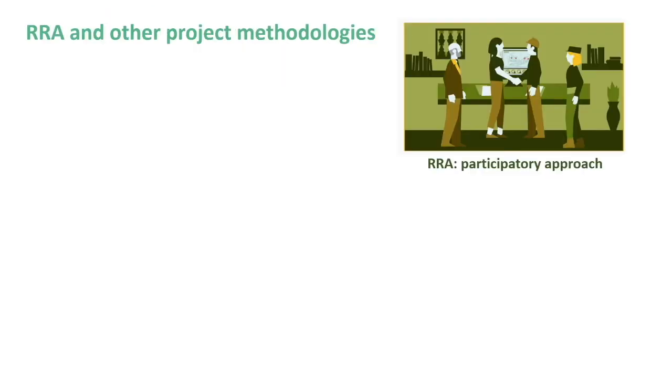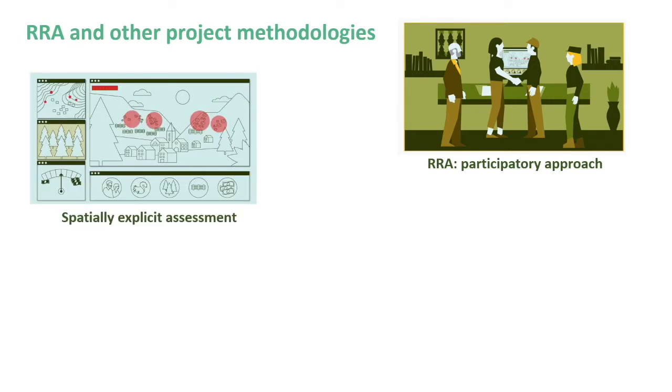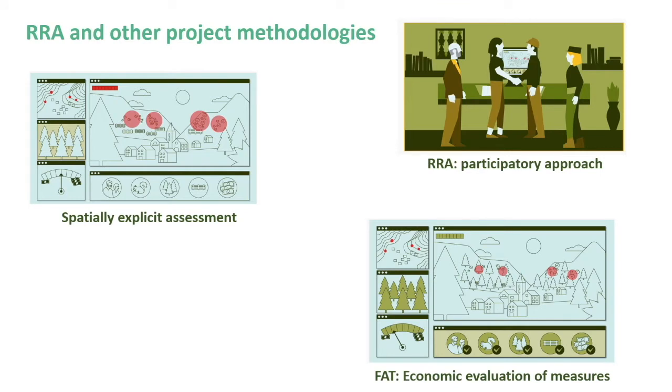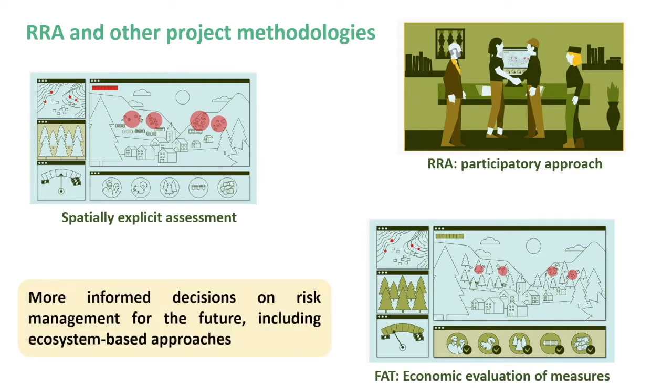So within the project GreenRisk4ALPs, the rapid risk appraisal approach was combined with other methodologies presented both in the video and in previous presentations, such as the spatially explicit assessment, and with the FAT tool, the economic evaluation of measures. By combining these three different types of approaches, more informed decisions and risk management can be taken for the future. Thanks to the project, ecosystem-based solutions, in this case protective forests, can be better included in risk management practices in the future.